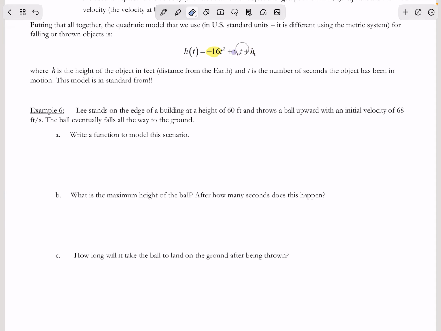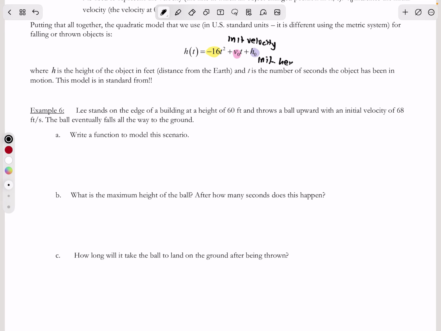Let me erase these, and let me go slower and say that v sub 0 is the initial velocity, right? You throw something up in the air at 30 feet per second, that's your initial velocity. And then h sub 0 is the initial height. Where did you throw it from? Were you throwing it off a 200-foot cliff? Well, then your initial height is 200. Were you launching it from ground level? Well, then your initial height was 0. Did you kick a football from 2 feet in the air because that's how high your foot was when you kicked it? Your initial height was 2 feet. Okay, so that's kind of the basic idea.